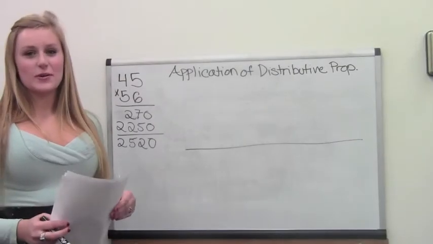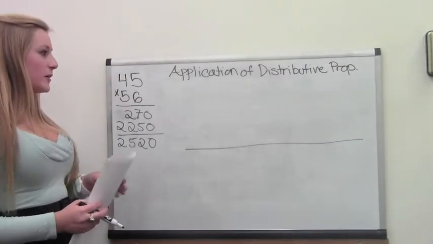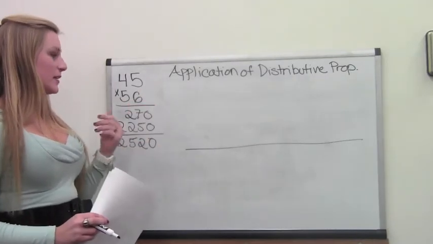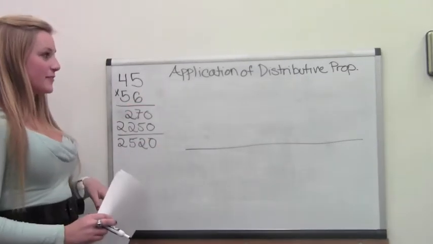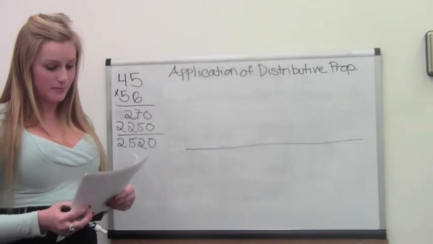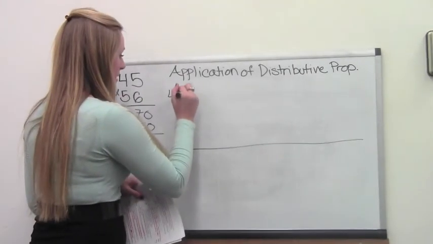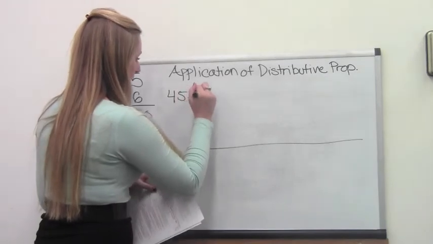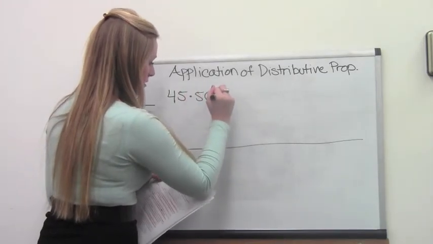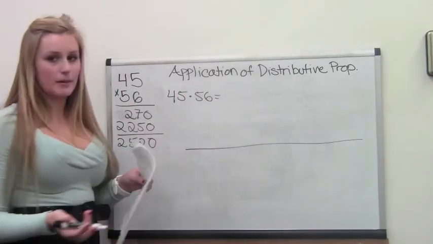So what's actually going on in the problem we just finished? Well, it's easy to see that what we actually did in the vertical multiplication of 45 and 56 was simply applying the distributive property. It's easy to see this if we write out this problem in a horizontal way, showing 45 times 56, which in reality can be broken up in many different ways.